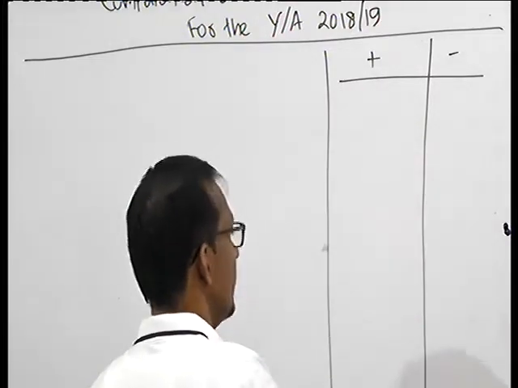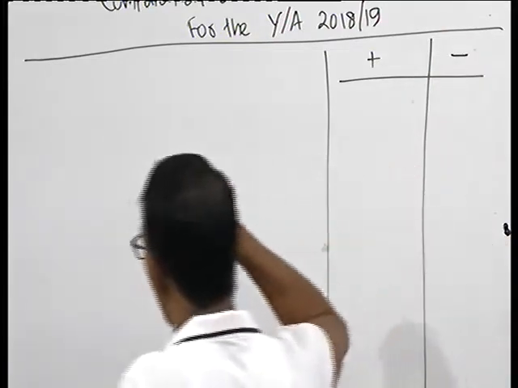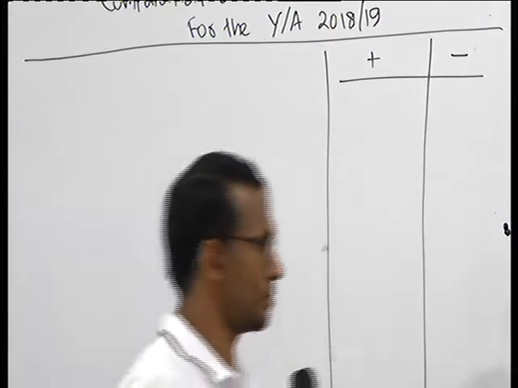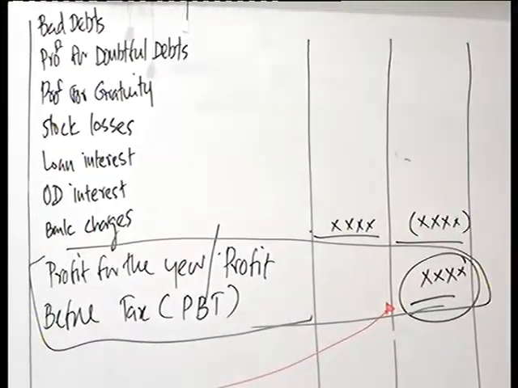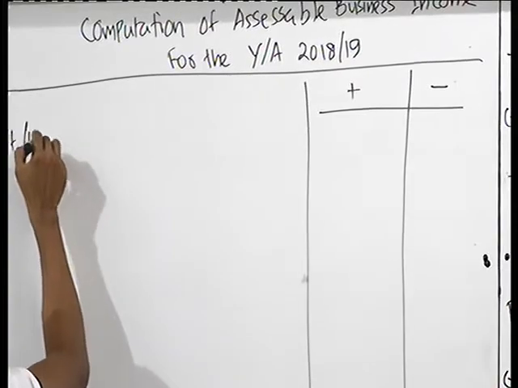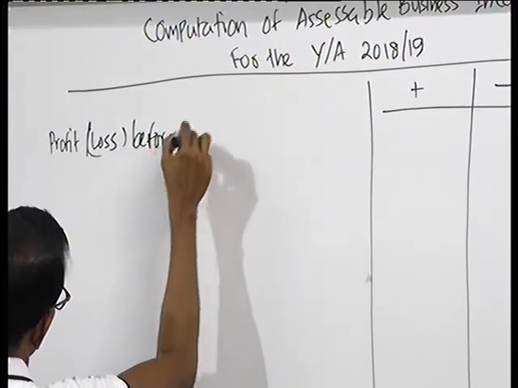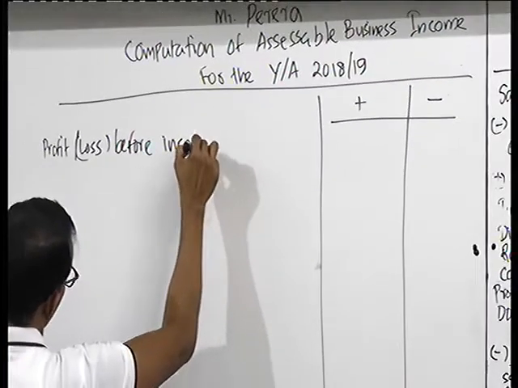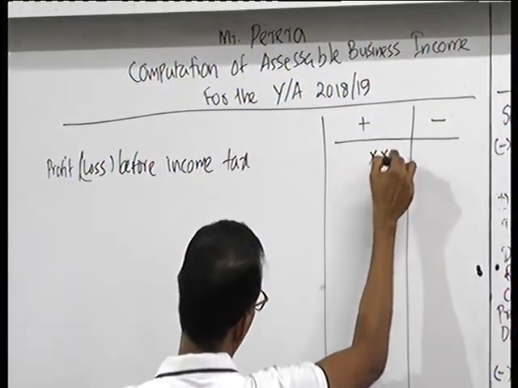Now we call this table the plus minus table, and our starting point is the bottom line of the income statement, that is profit or loss before income tax. You can say profit or loss before income tax. You take this figure here.